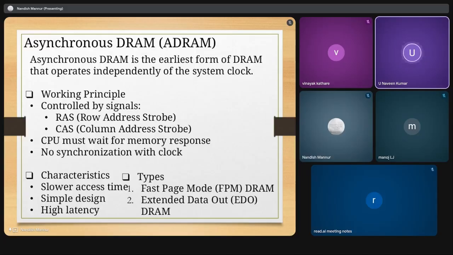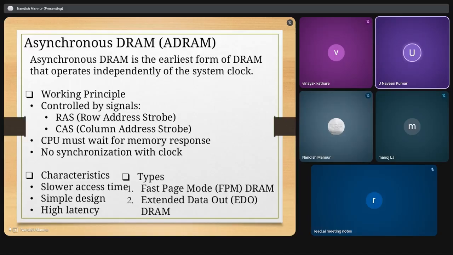And we have the characteristics. First, we have slower access time, means memory access is slower compared to modern RAM like SDRAM. CPU waiting increases total execution time. And next we have simple design. Means the circuit structure is easy to design and implement, and it requires fewer control mechanisms.